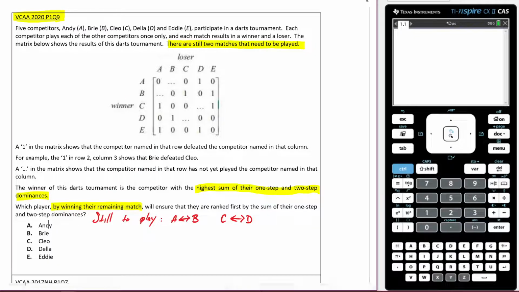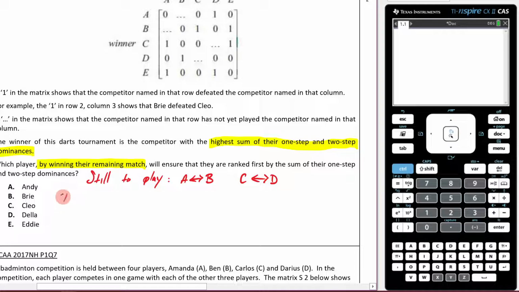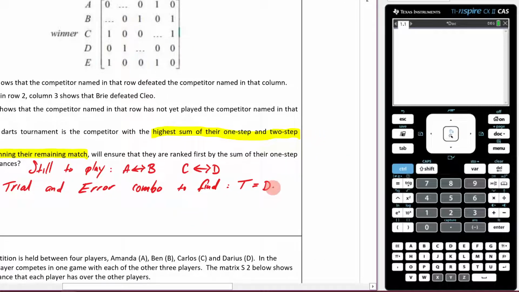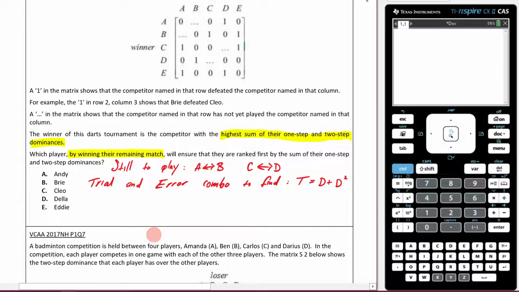What are we going to do? Well, let's just write down our thinking here. What we're going to have to do here is a bit of trial and error. We're going to have to consider the different combos of winning, trial and error, to find, and what we want to find is, my total dominance is going to be my 1-step plus 2-step dominances. And we need to figure out who definitely is going to win if they win their final match.